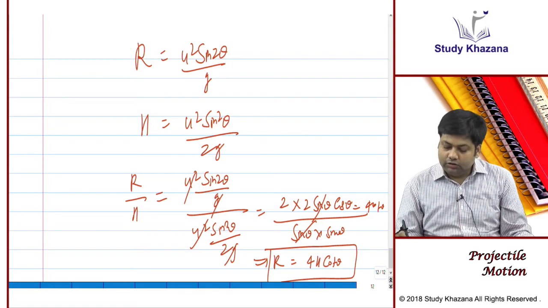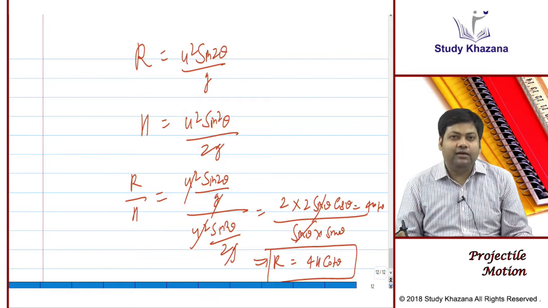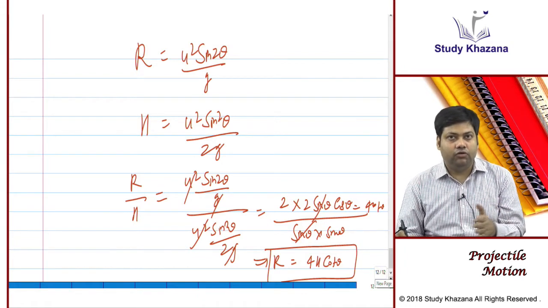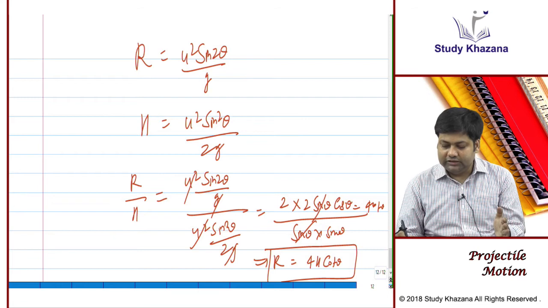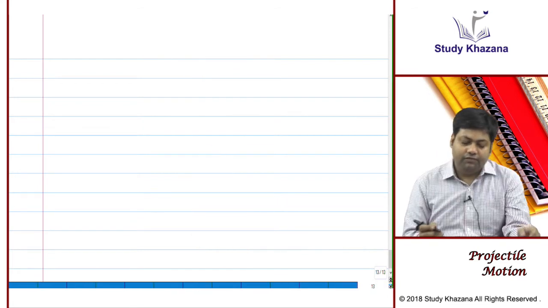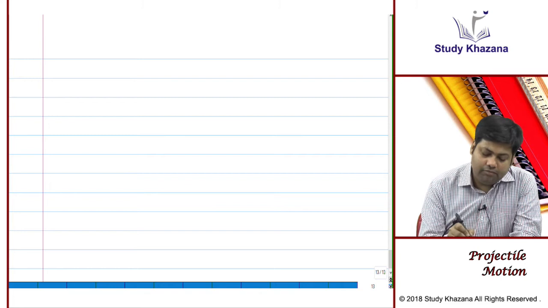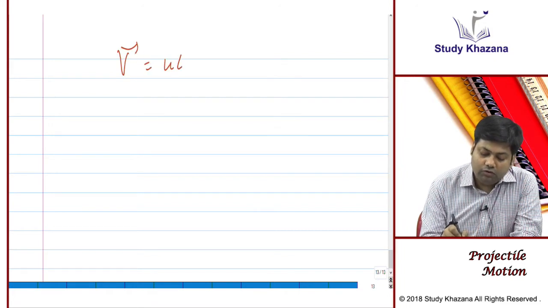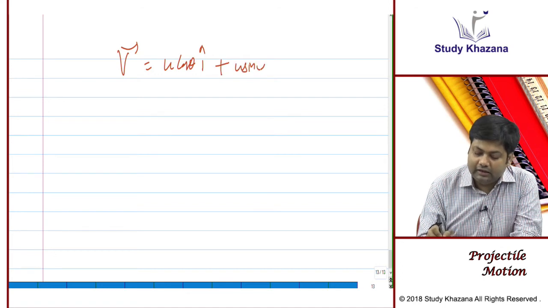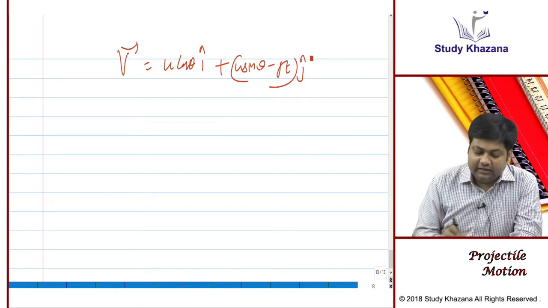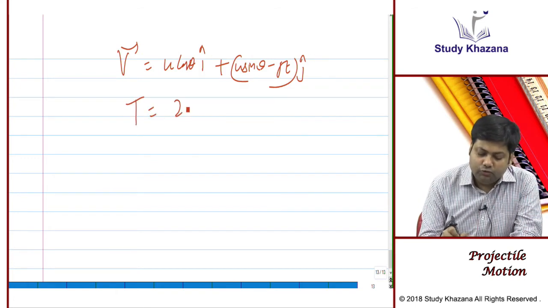Okay. So now we'll come to some of the mathematical part in the vector and the calculus, how we can analyze the projectile motion. So let's see what we have done. Initially we have written the velocity as v equal to u cos theta i, if you write in the vector form, plus u sine theta minus gt j. And the time of flight which we are getting is 2u sine theta by g.